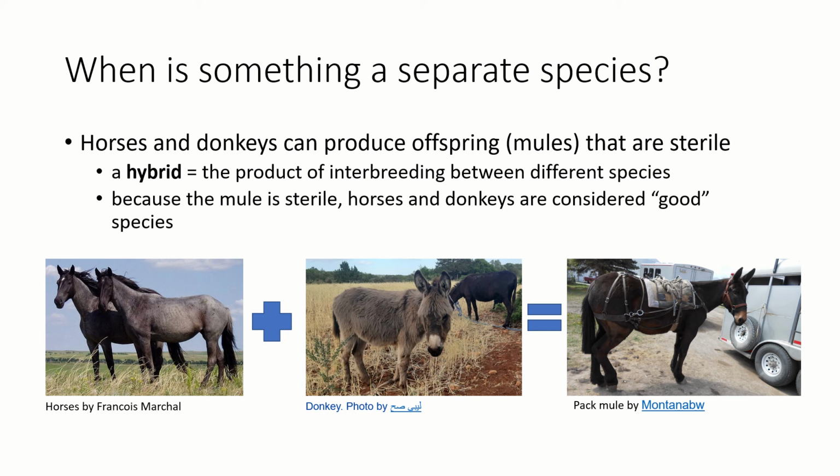So they are very, very good for hauling things in mountains. That's why pack mules are really popular in places like the Sierra Nevada. But mules themselves are sterile. The only way you get a mule is by breeding a horse and a donkey. So that means that horses and donkeys are completely separate species.